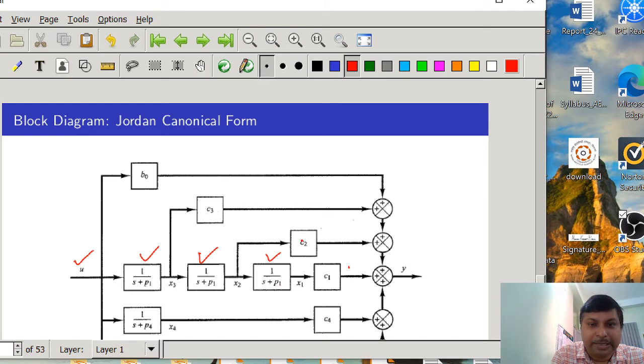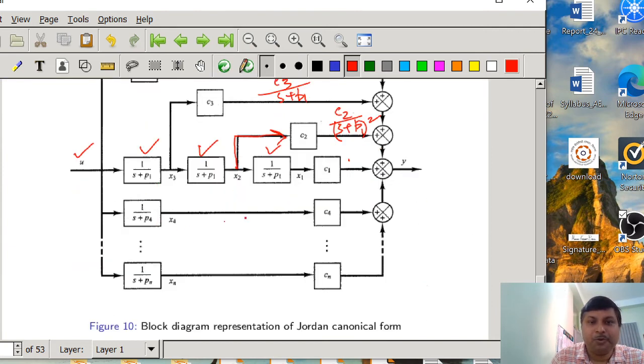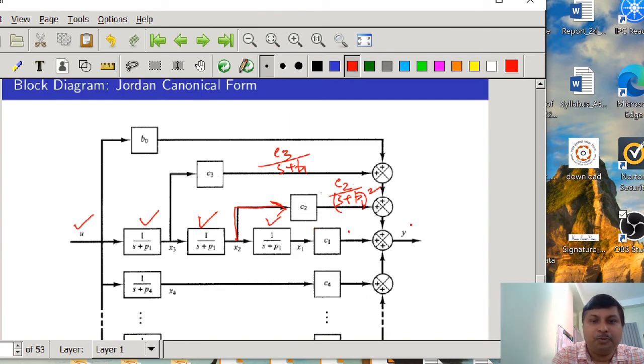Now we have to get another term, c2 by (s plus p1) whole square. So from here we have tapped the signal, and ultimately we will get here c2 by (s plus p1) whole square, and here c3 by (s plus p1), and all other terms will be as usual, that is 1 by (s plus p4) into c4 and 1 by (s plus pn) into cn. To get the output y, we will sum all these terms along with the b0 into u. Now we will define the state variables.